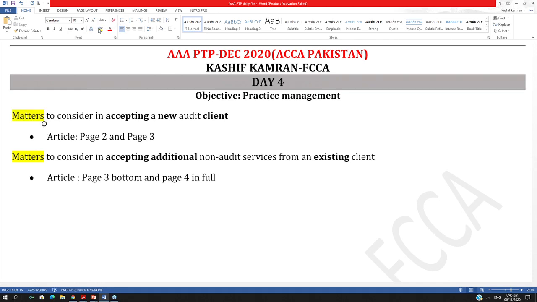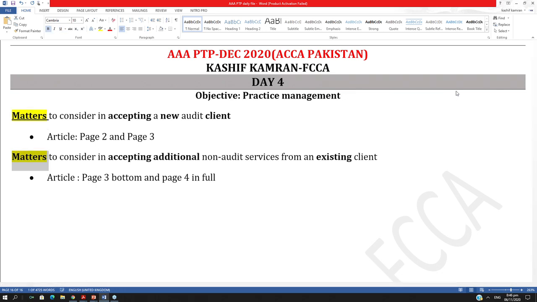Right now, I'm giving you the checklist of the matters to consider in accepting a new audit client and matters to consider in accepting additional services from an existing client. But do you all agree that you have an examiner article which will provide you the guidance on matters? So is the examiner leaving you without any support here? Or has the examiner provided you excellent support on the matters to consider in accepting a new client and accepting additional services from an existing client? This is practice management. Either you are accepting a new client, and how, or you are accepting additional services from an existing client, and how. So should you know the parameters of a new client and of an existing client? Let's quickly go through that and then start with an exam perspective.